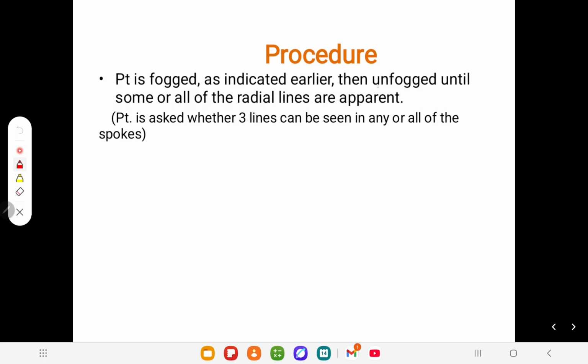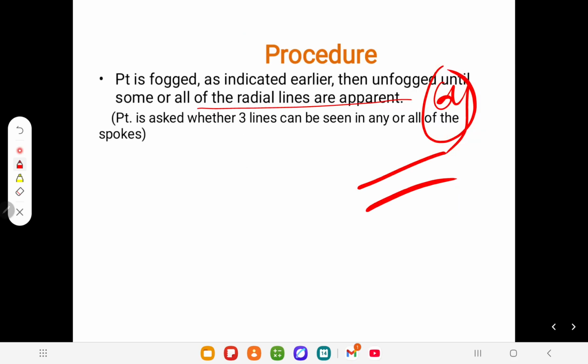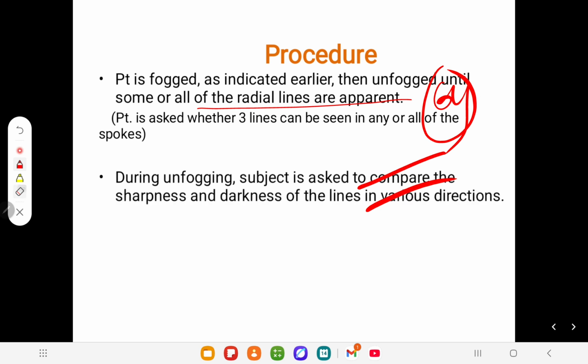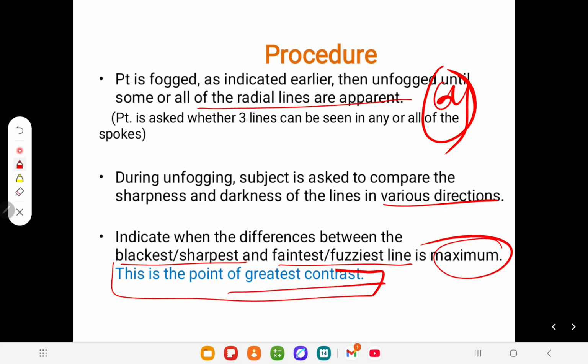So the patient is fogged as indicated earlier, then unfogged until some or all radiant lines appear. Unfog till vision is 6/9, because these 3 lines represent 6/9 vision. During the unfogging, the subject is asked to compare the sharpness and darkness of the lines in the various directions. This indicates when the difference between the blackest, sharpest line and the faintest, fuzziest line is maximum. This is the point of greatest contrast. So what is the point of greatest contrast? While unfogging, when the difference between the blackest and sharpest and the faintest and fuzziest is maximum, at that point it's greatest contrast.